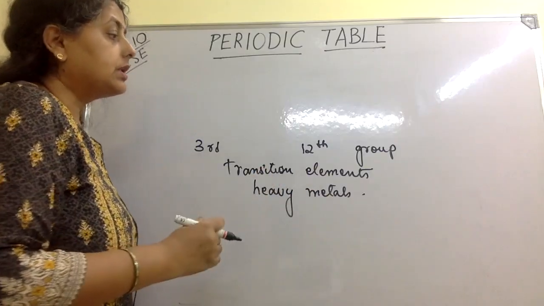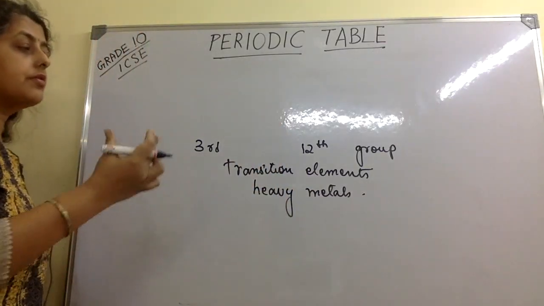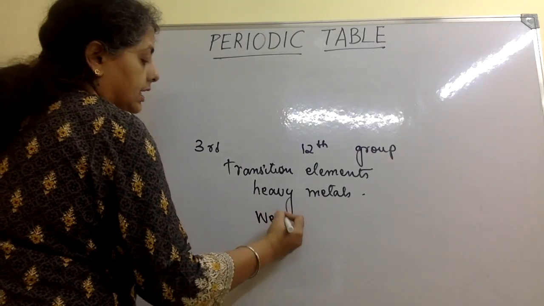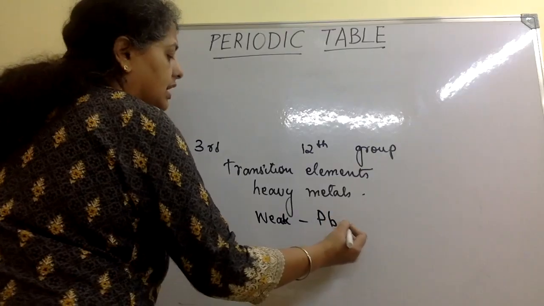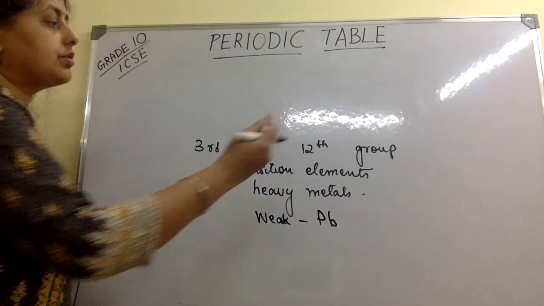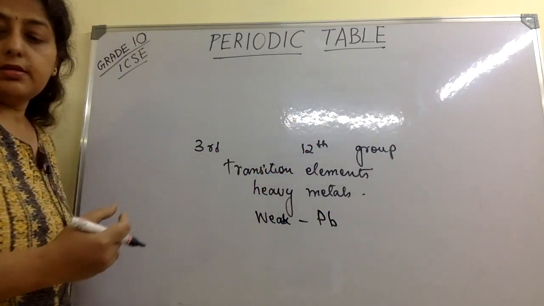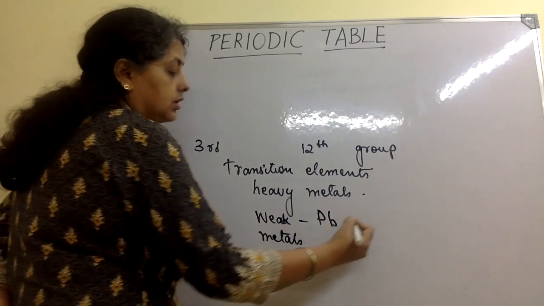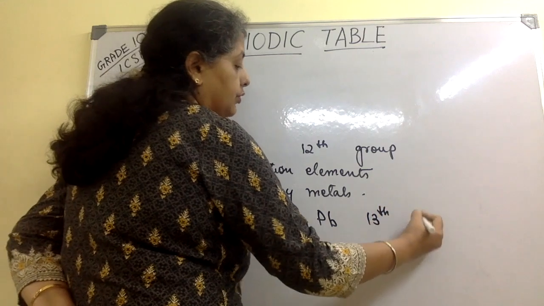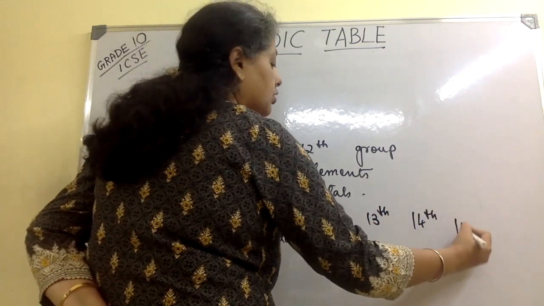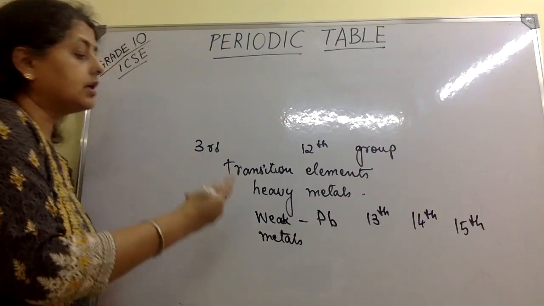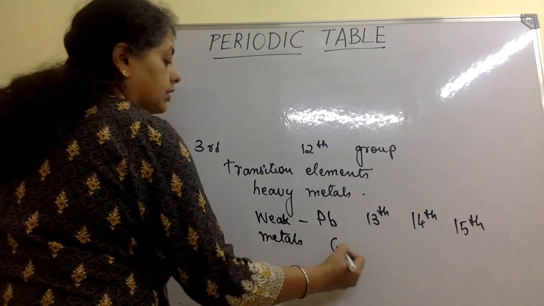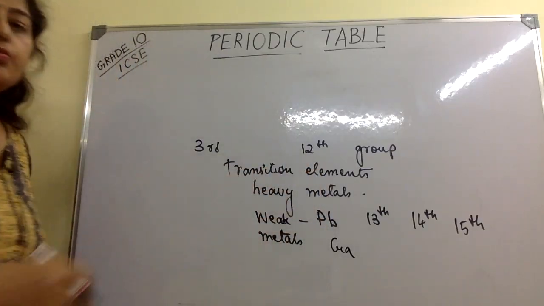Thereafter come a few which are weak metals, like lead, and there are many more. To the right of the 12th group, that is in the 13th group, we have weak metals. So the 13th, 14th and 15th, not all, but some of them are weak metals. Lead or gallium, I'm just naming two, there are more.